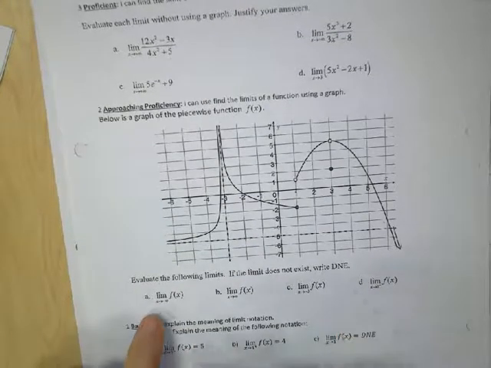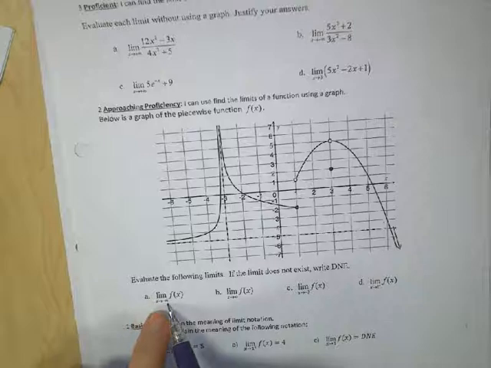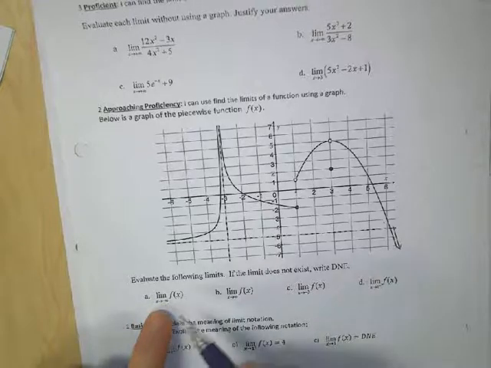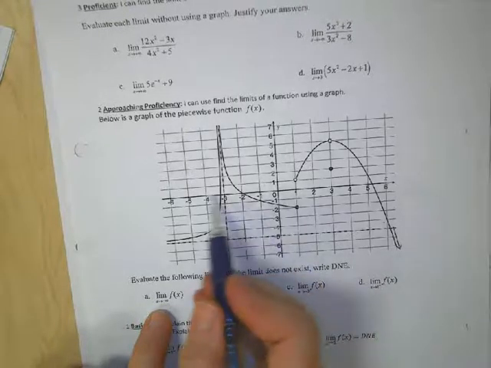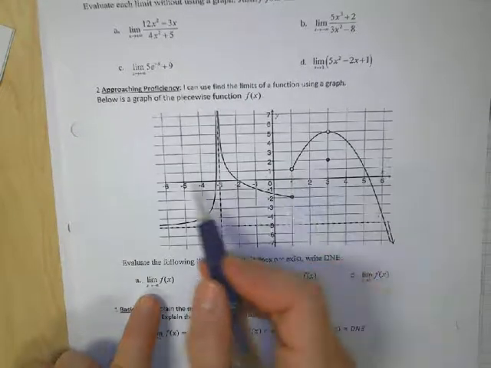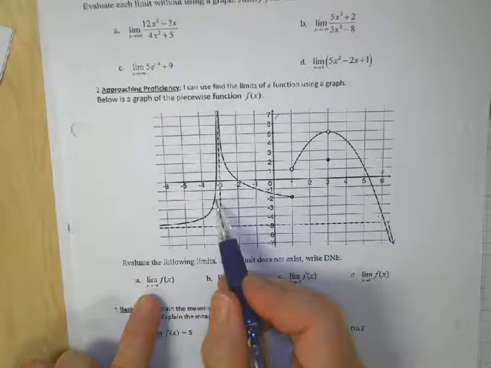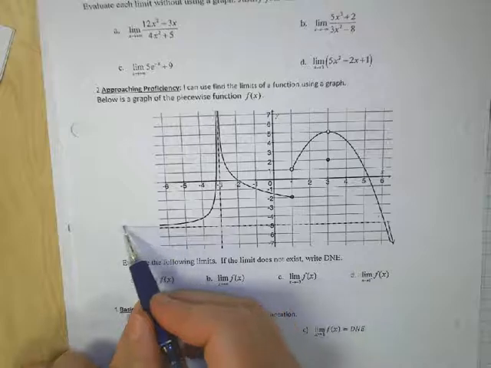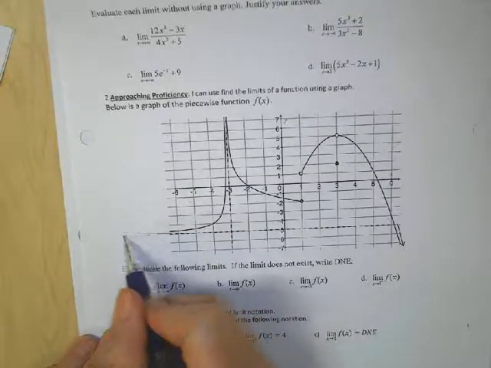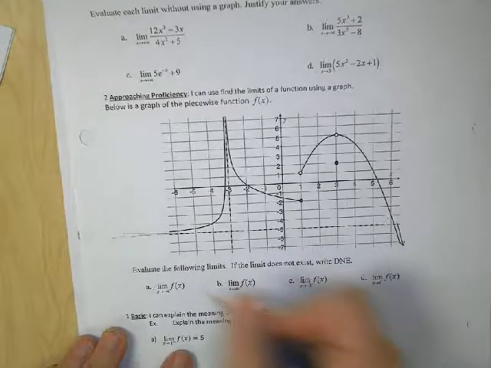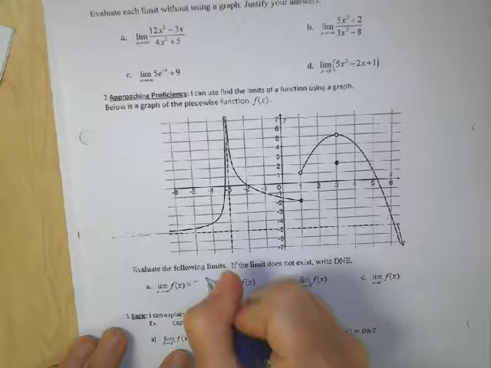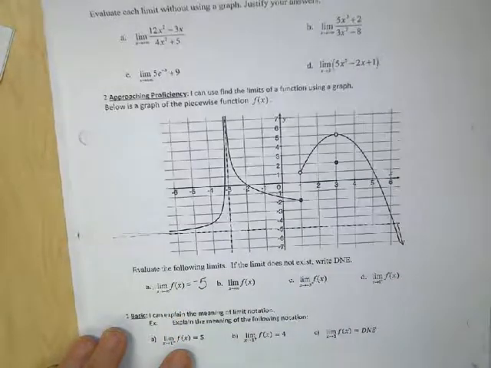So as x approaches negative infinity, that means going all the way to the left. So if I keep going this way to the left, where's my function? Oh, it's over here. What y value is it approaching? Well, there's an asymptote here, so it's never going to cross negative 5. These are pretty easy. I'm going to just write them right here on the paper. That approaches negative 5.